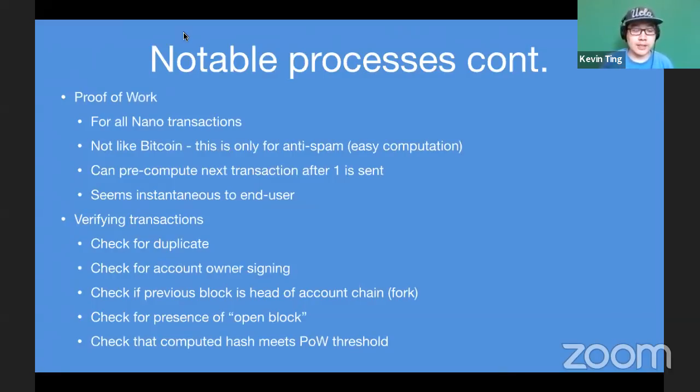Now, there's also a process for verifying transactions to make sure they are correct and should be accepted in the system. You have to check for duplicate transactions, of course. You have to check for the account owner's proper signing of the block. You have to check if the previous block is the head of the account chain. If not, there may be a fork, and you have to go through the previous process with representative voting. You have to check for the presence of an open block, which is one that every account needs to issue before being a valid account. And then you have to check that the computed hash included in the block or transaction meets the proof of work threshold.